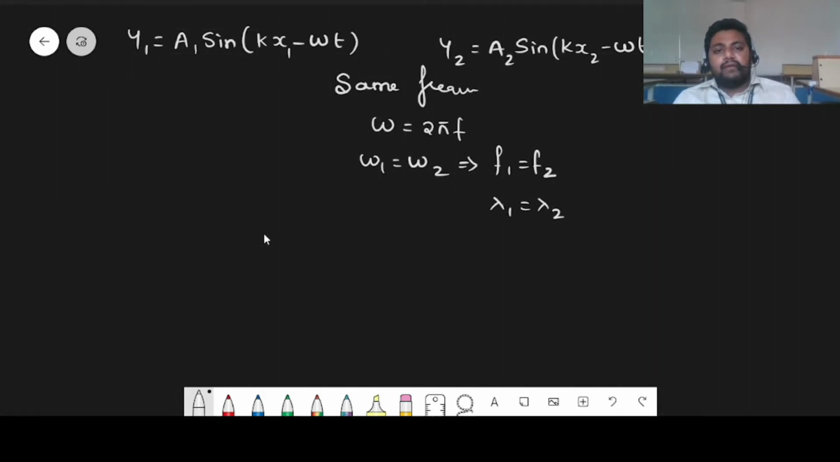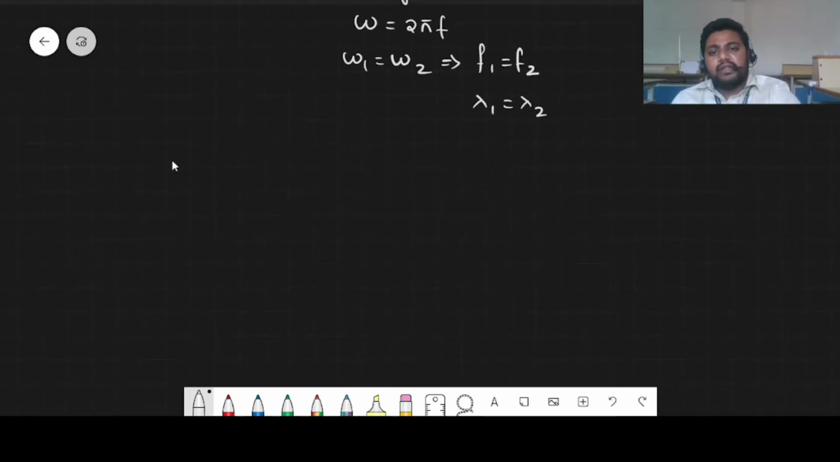Since there are two equations of the same frequency and same wavelength, they can be written in this form. The amplitudes are different. Whenever we talk about Young's double slit experiment, it explains how light acts as a wave.